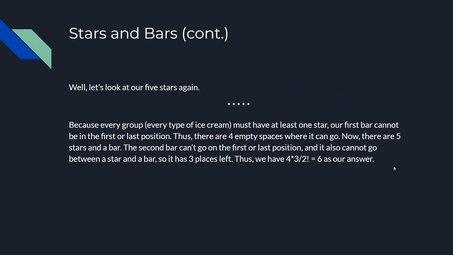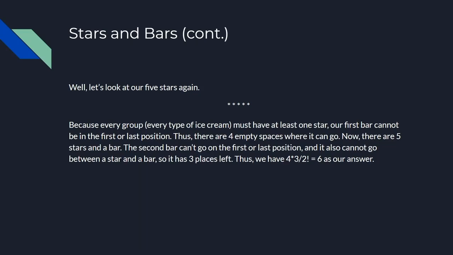So let's look at our 5 stars again. Because every group or every type of ice cream must have at least 1 star, our first bar cannot be in the first or last position. Because if it's the first position, right, before the first star, that means ice cream A has no cones. And we can't have that, right? We already said each type has to have at least 1 star. And it can't be in the last because ice cream C won't have anything. So there's 4 empty spaces where it can go.